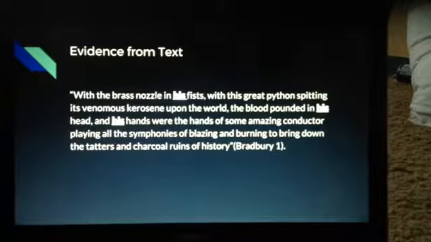With the brass nozzle in his fists, with this great python spitting its venomous kerosene upon the world, the blood pounded in his head, and his hands were the hands of some amazing conductor playing all the symphonies of blazing and burning to bring down the tatters and charcoal ruins of history.